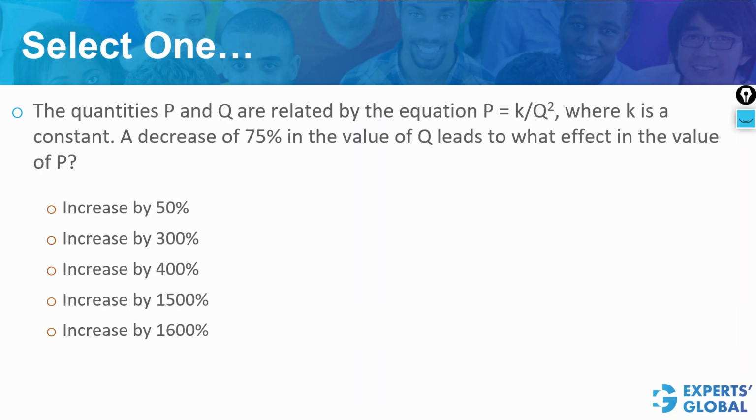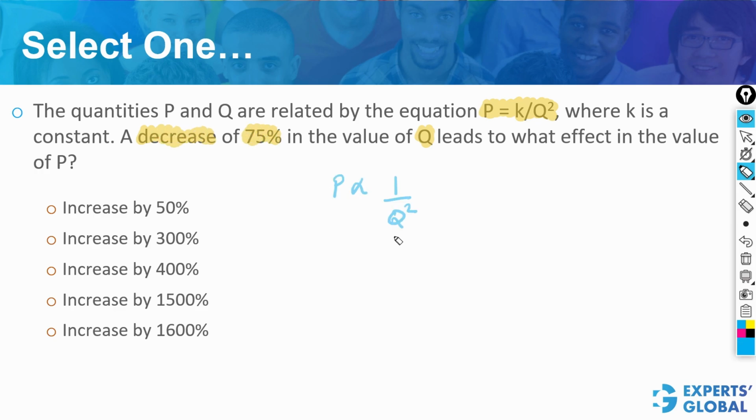Please pause the video and solve this question. The equation is already given to us. The value of Q decreases by 75%. That means the denominator here becomes 1/4. We know that the denominator has become 1/4, and square of it means that in the denominator we have 1 by 16. Therefore, the value of P will become 16 times.